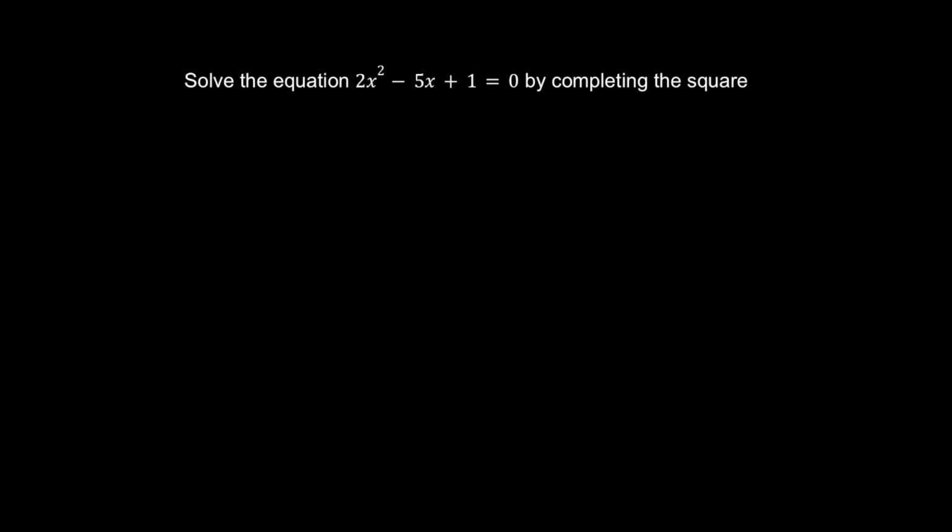Okay, so in this example, we're going to be solving the equation 2x squared minus 5x plus 1 equal to 0 by completing the square. In order to do this, actually, I'm going to start by rewriting the problem.